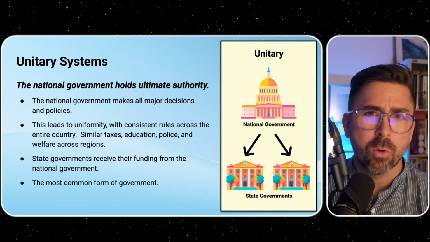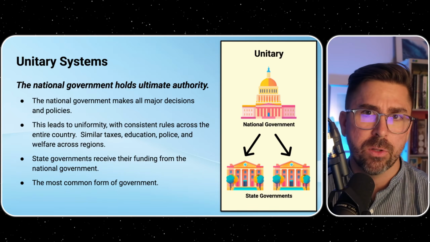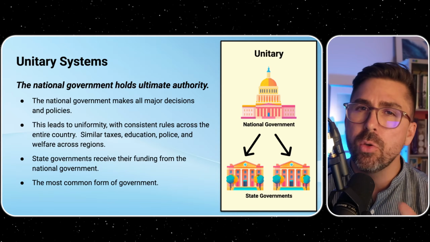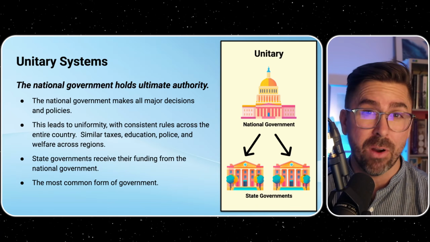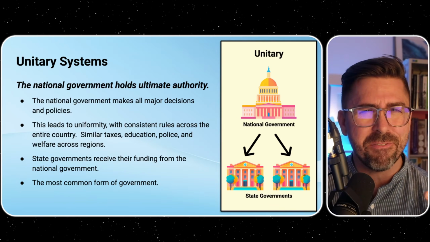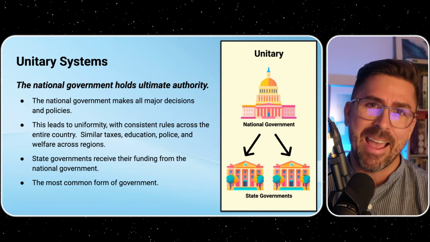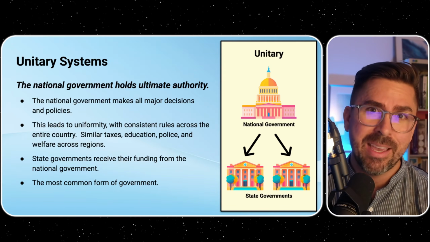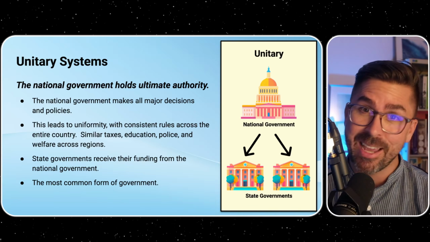If you were to go all around the world and really start looking at the different countries and how they set up their governments, you would see that the unitary style of government is by far the most common, the most popular. There are about 165 countries around the world that have a unitary model. And the most important thing to know about a unitary system is that the national government really has all the power.